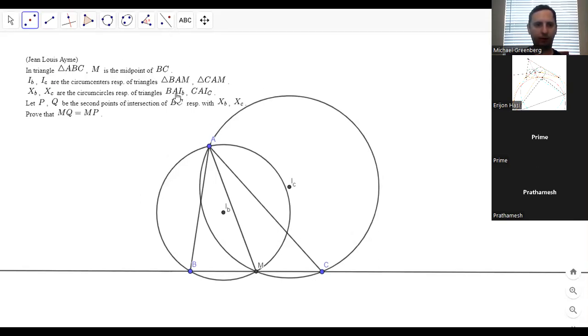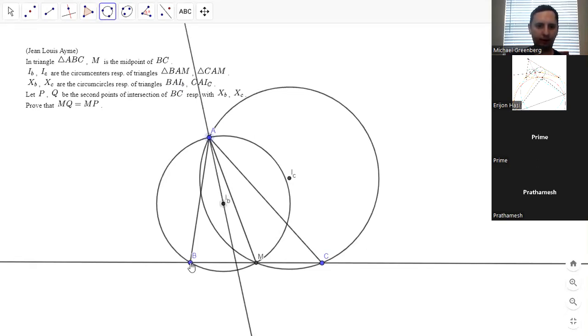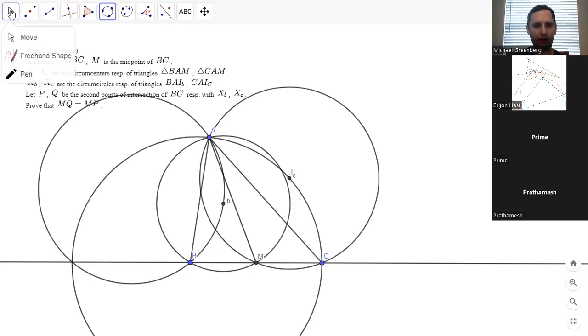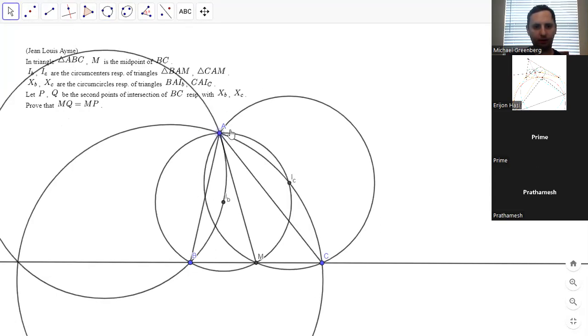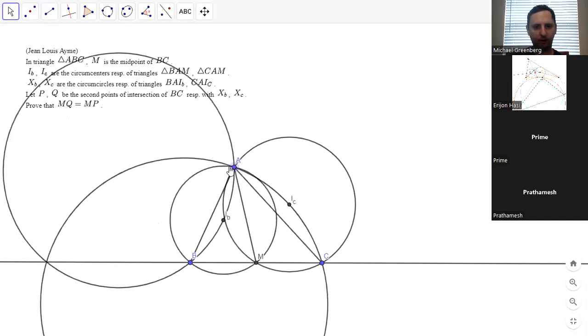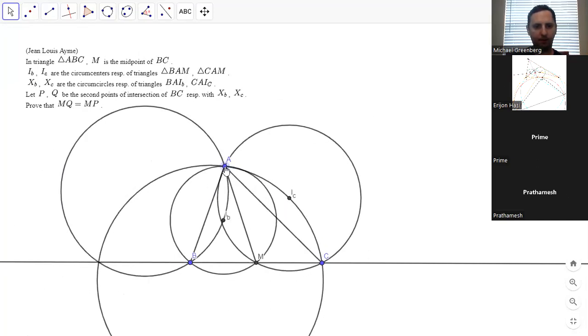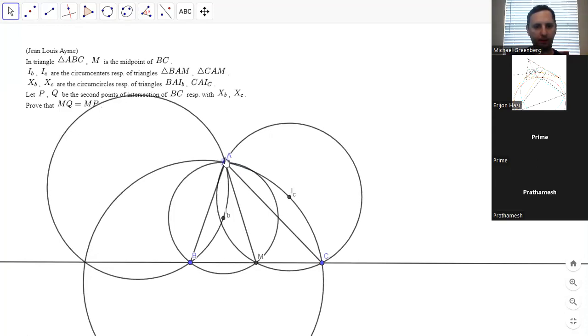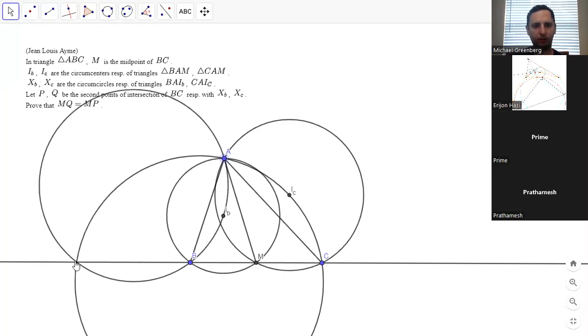So let's draw the circumcircles BAIB and CAIC. And we want to see where they intersect BC. We call those P and Q. Oh, that's weird. I didn't think they would intersect at the same point. I thought BAM and CAM, so basically it's saying that they pass through the same point. I thought P was on one side and Q was on a different side.